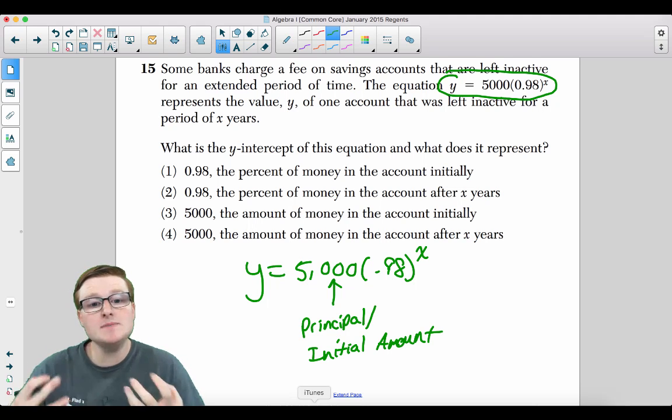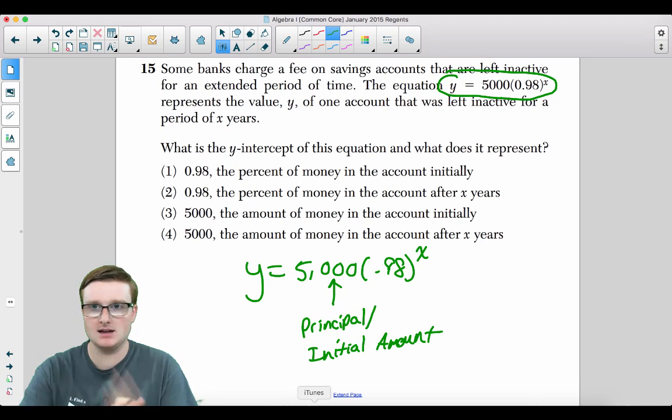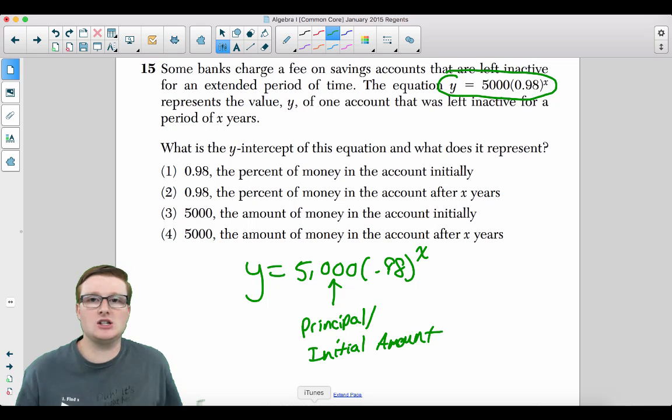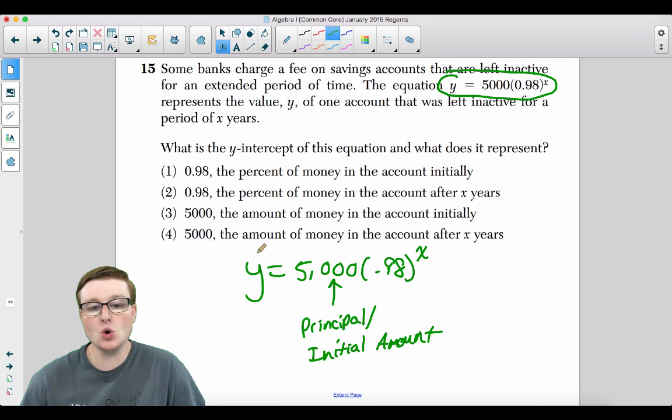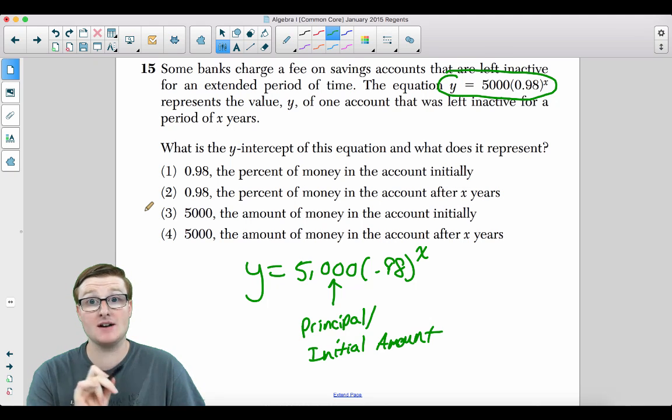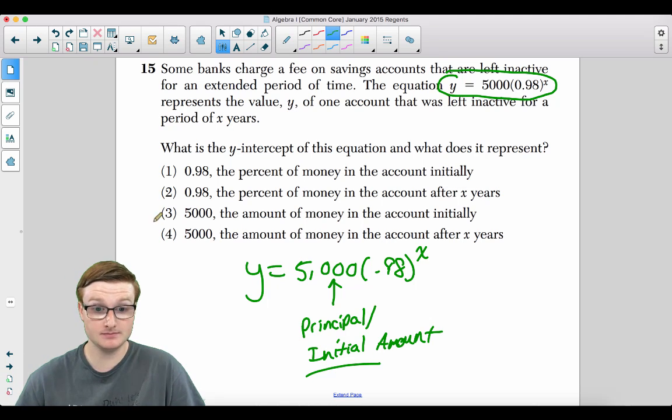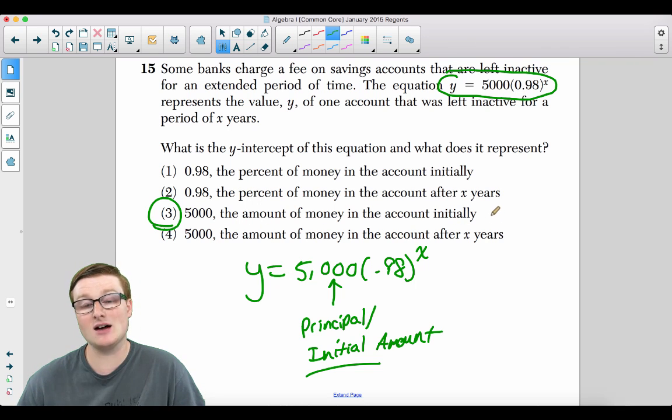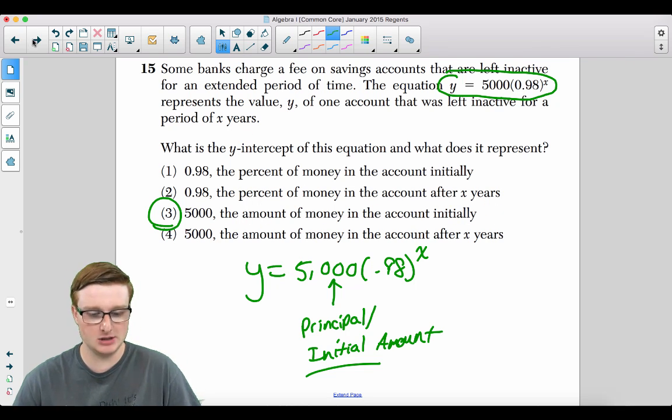So when these people first opened the bank account, they said, all right, bank, here's $5,000. And then all of a sudden they just abandoned it. So now the bank is charging them money to keep the account in the first place. So your y-intercept has to be $5,000 and it is representing the amount of money that was inputted into the bank at time t equals 0, or the initial amount. So that's why it's going to be choice 3, 5,000, and the amount of money in the account initially. All right, and that's why it's going to be choice 3.